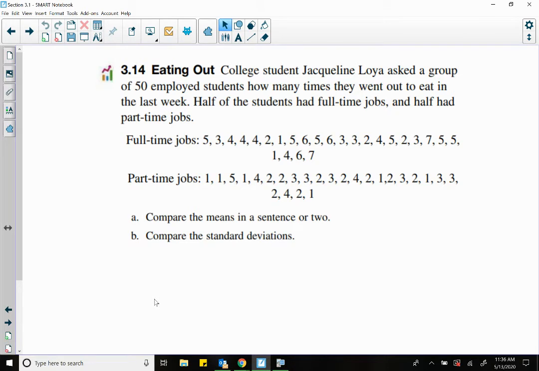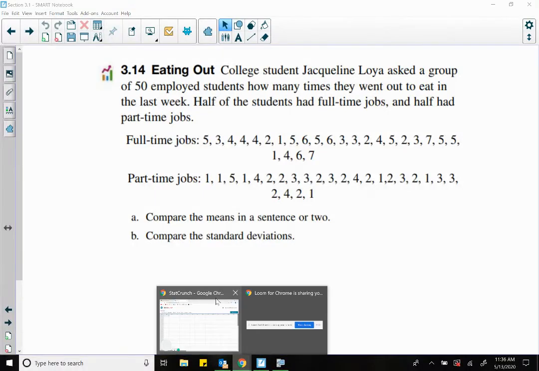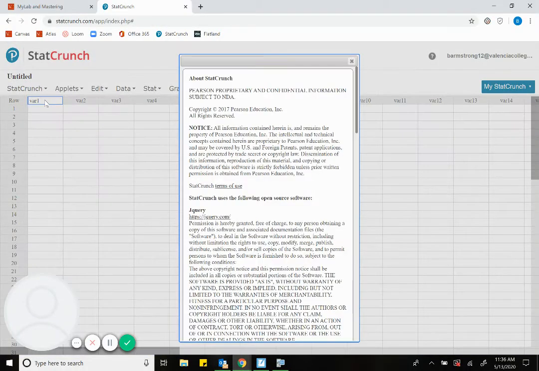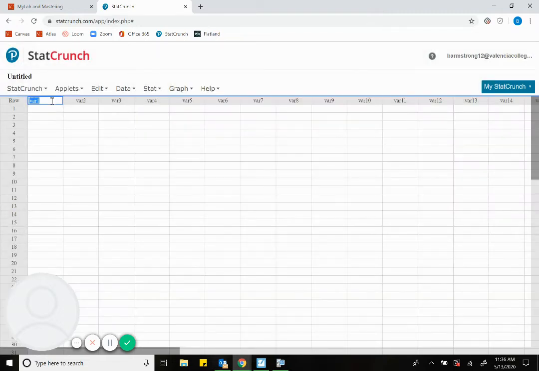All right. So again, I'm going to jump into StatCrunch for this. We're going to start talking about finding the mean and the median and all that good stuff. So StatCrunch, again, this is going to be the longest part. I think it's going to be important to name this.